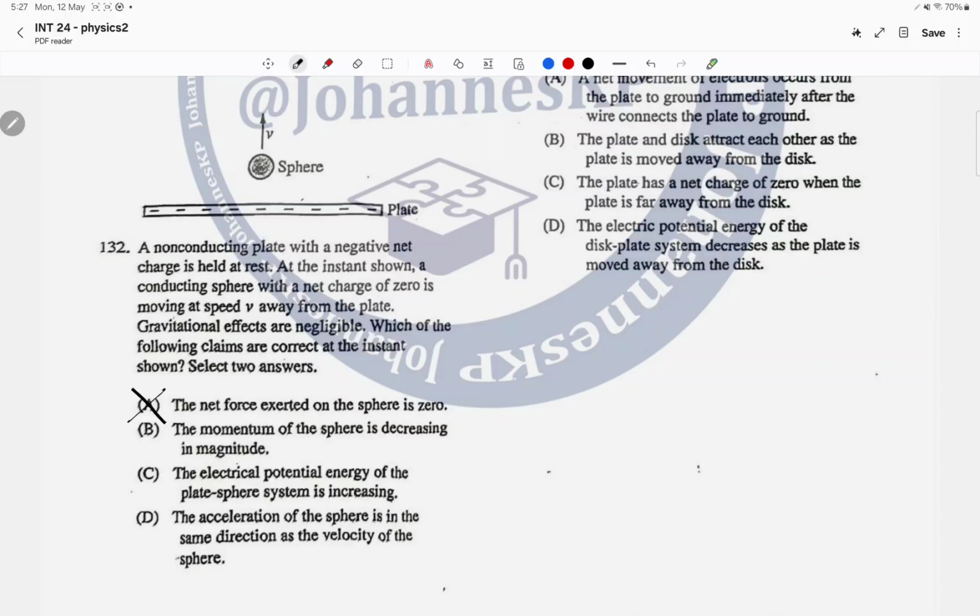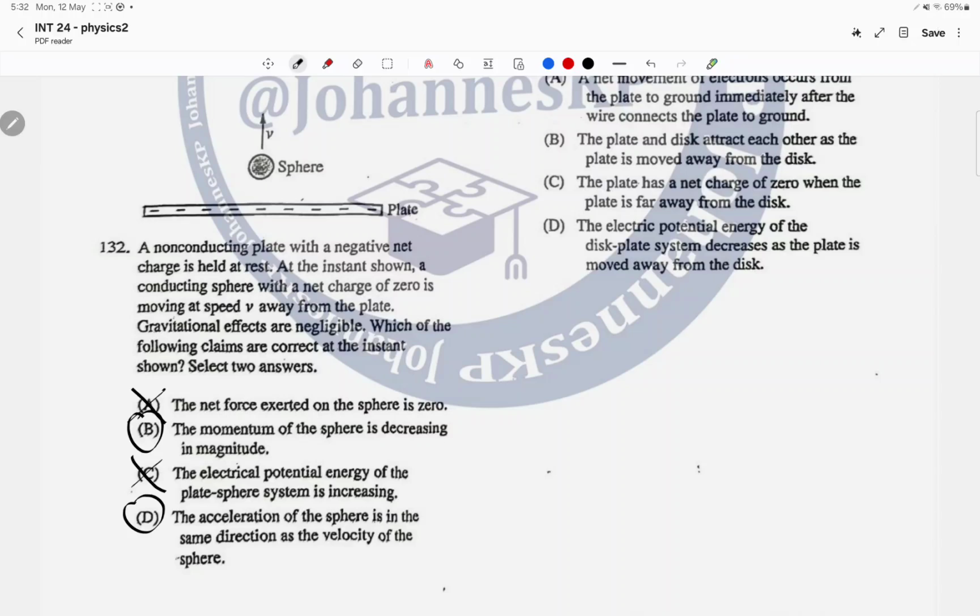No. It's moving away. That means it's using up electrical potential energy of the system, right? Yeah. So it's not C. What's left? Two choices. So it's B. Oh, okay. B and D. It's accelerating, right? I mean, it's increasing in speed. Yes.